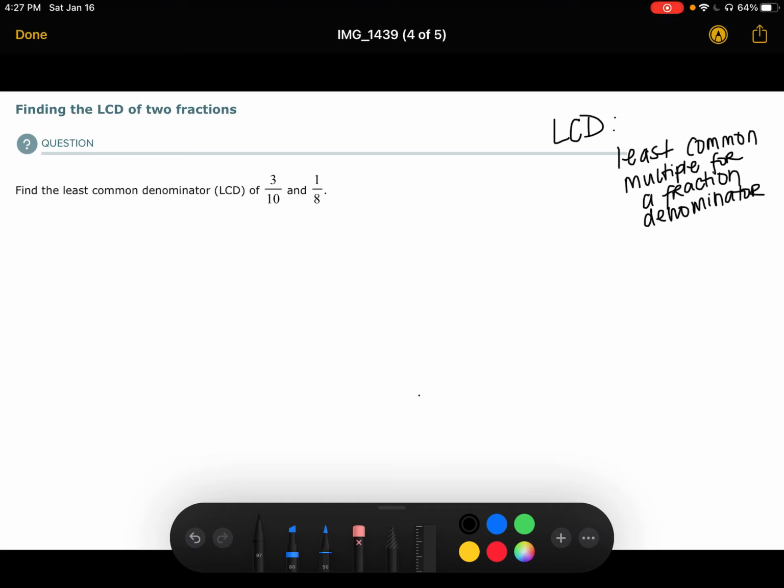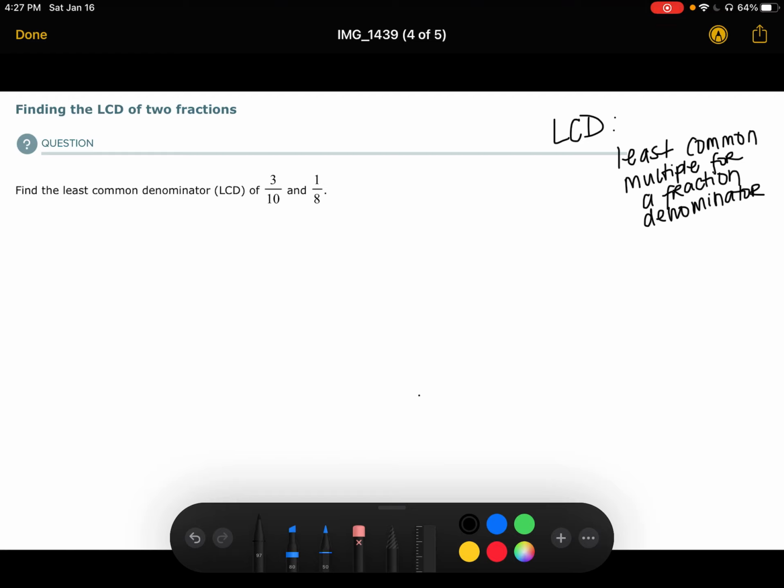fractions. And you're going to have to keep in mind that this is something you do if you're adding or subtracting fractions in some way, shape, or form. You're not going to need to do this if you're multiplying or dividing. That's a whole other set of rules. So for this question, you need to find the least common multiple for these fractions.